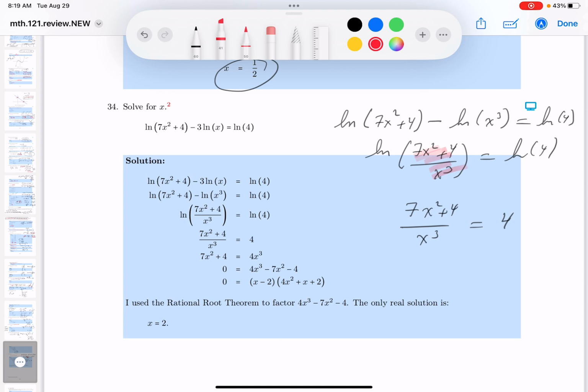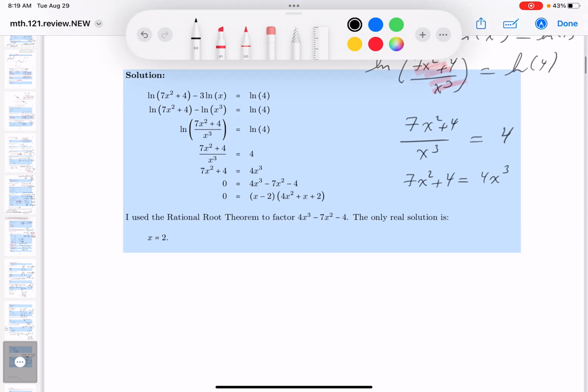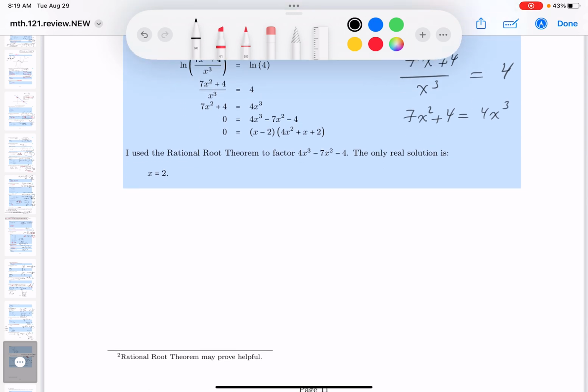And how do I do this over here? Wow, this looks like a tough one, doesn't it? It's a cubic polynomial. So let's write this down. I got 7x squared plus 4 equals 4x cubed. All right, so I got a problem right now. The problem is I'm looking at this thing and I wonder how to solve it. And we're going to go back to what you learned in Math 119. So 4x cubed, let's see, minus 7x squared minus 4.